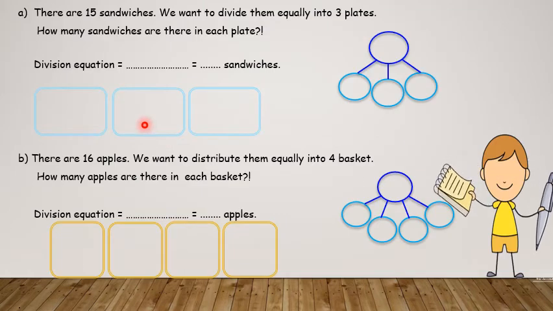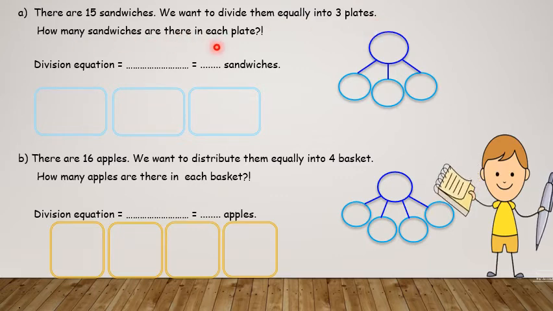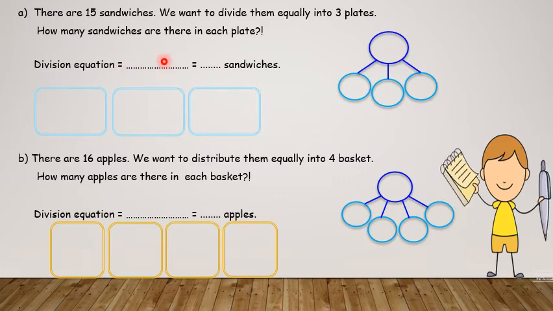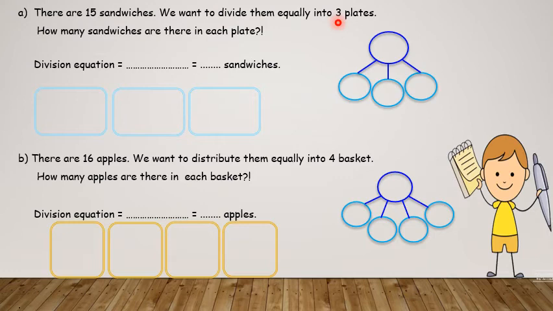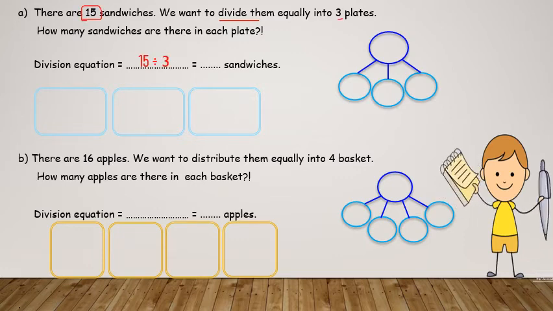We have here some story problems. We want to answer them together. There are 15 sandwiches. We want to divide them equally into 3 plates. How many sandwiches are there in each plate? So what is the division equation we have here? I have 15 sandwiches. I want to divide them into 3 equal groups. So I will divide 15 into 3. So this means 15 divided by 3.